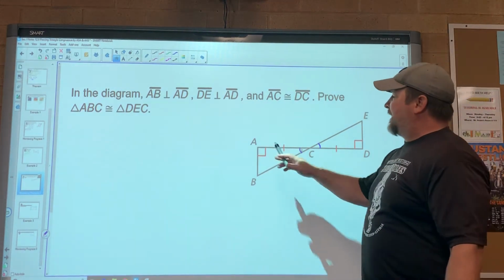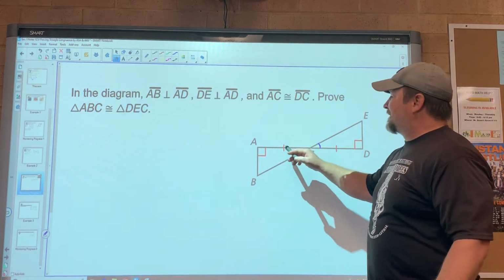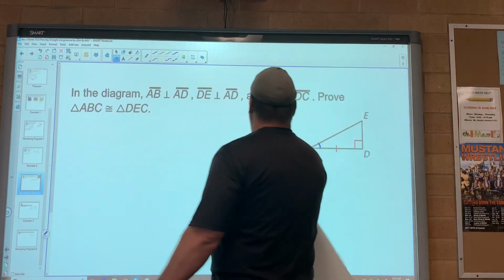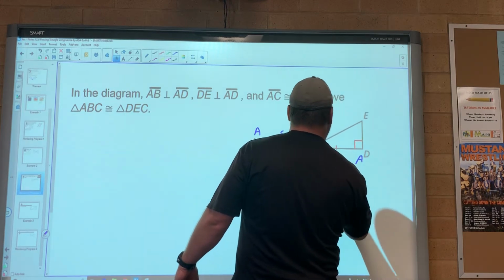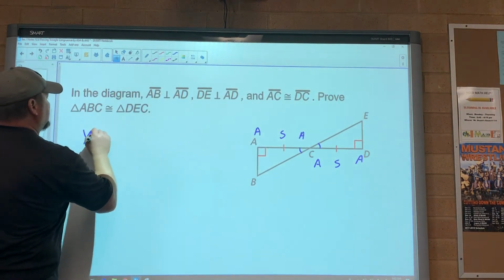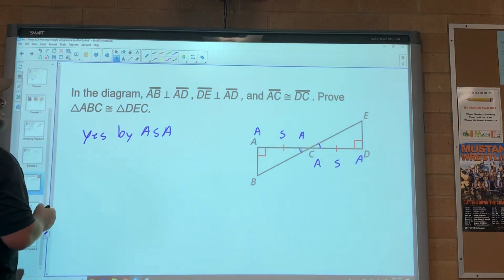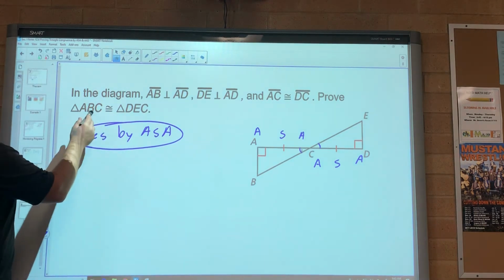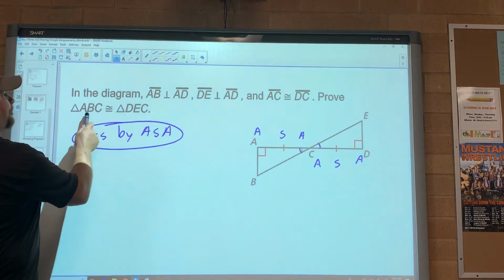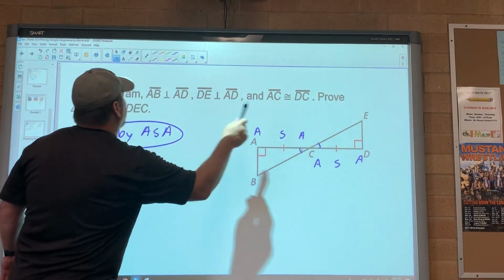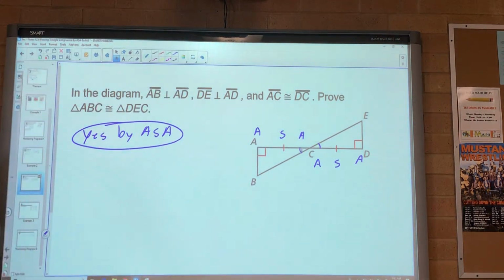Let's see what's marked. We've got an angle, and a side that's in the middle. So that's included. So angle, side, angle, angle, side, angle. So I'm saying angle, side, angle, angle, side, angle. So it's yes by angle, side, angle. And let's make sure that statement's good to go. A, B, C, A, B, C. A was the 90. D is the 90. B is no mark at all. E is no mark at all. C is the same angle as C, and we're good to go. Okay?